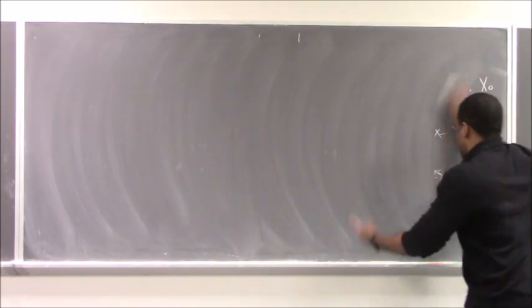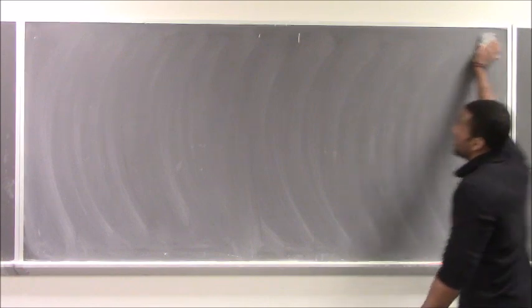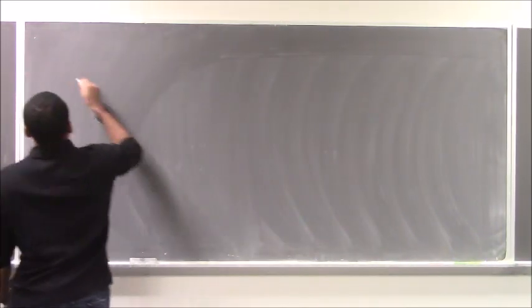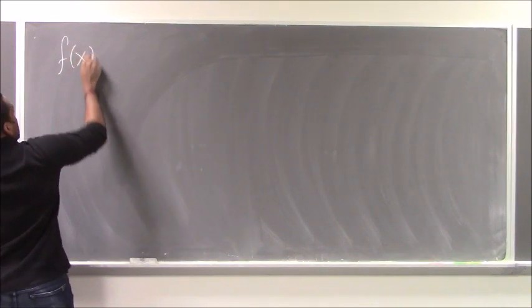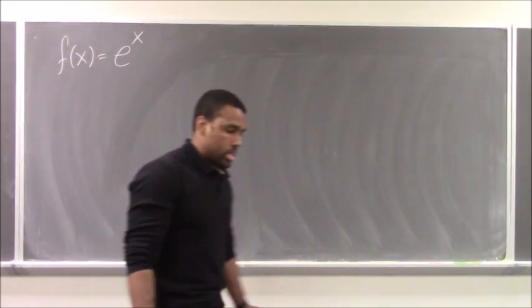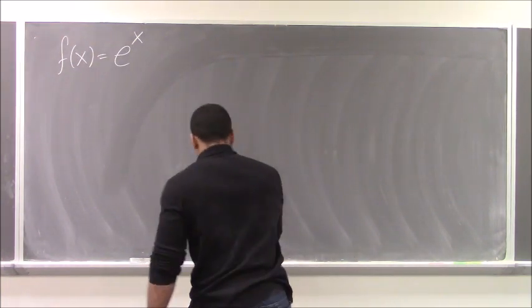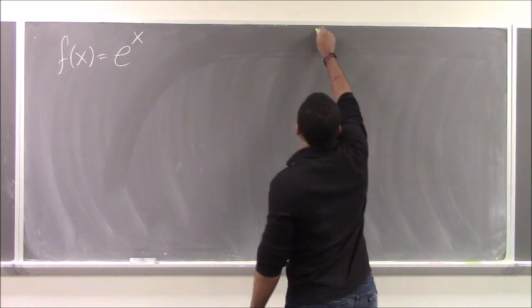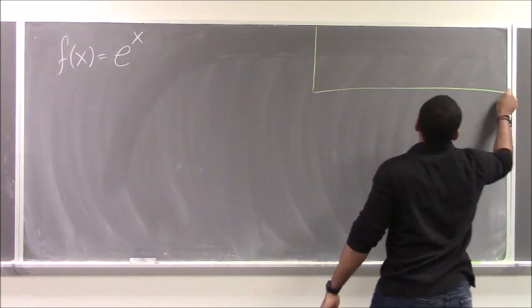So that should be in your notes from last time. So now let's actually just apply those formulas. Let's look at the function f of x equals e to the x. We want to find its Maclaurin series. Now there's a formula. Let's just keep it in the corner here.